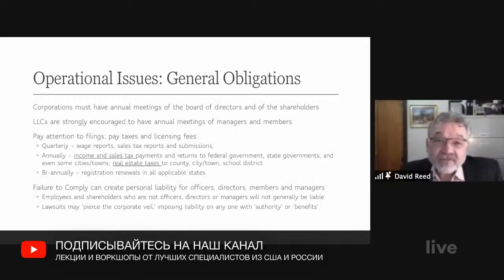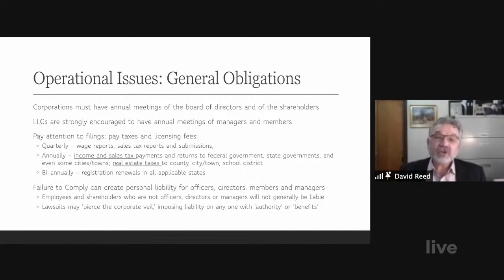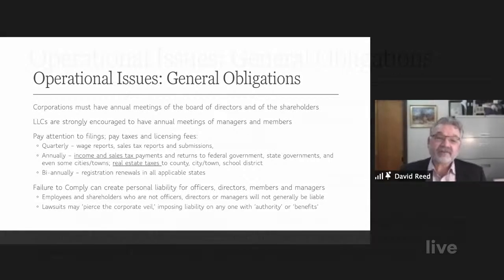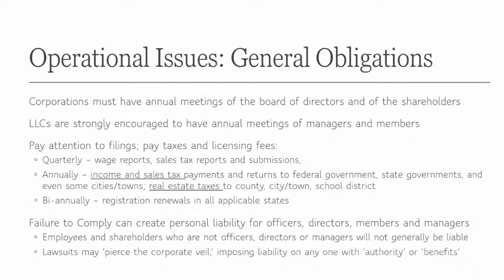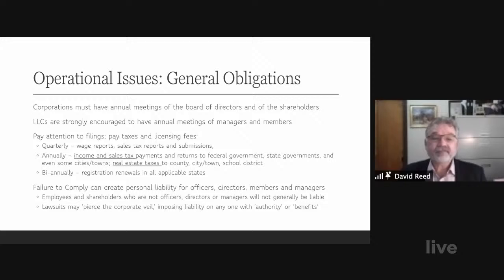General obligations for any entity coming into the United States, pretty much the same. You must act as a business. Corporations have to have their annual meetings. Annual meetings are the board of directors and the shareholders. The meetings do not have to be held in the United States. The meetings do not have to be held at a particular time, but they do have to be held. Minutes have to be kept.